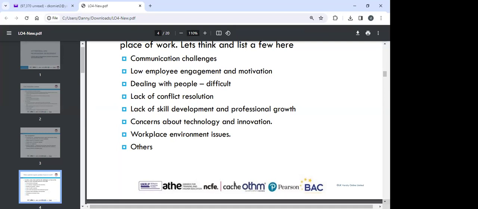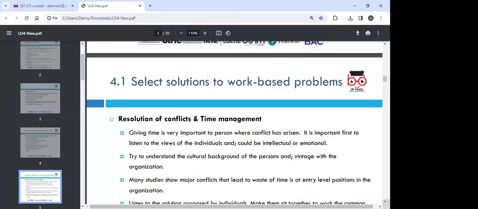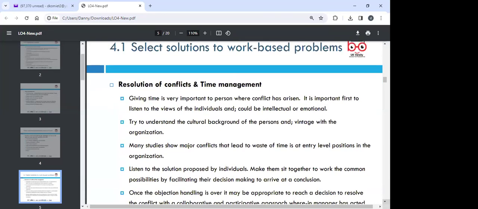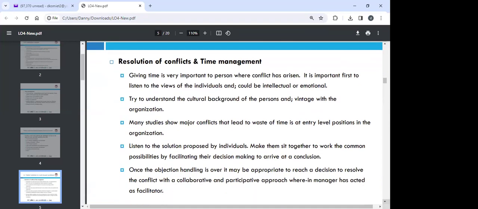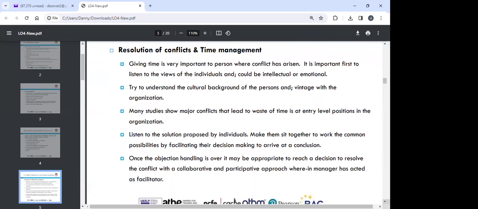So these are key things, normal things that employees face in the workplace. What then could be the resolution of conflicts and time management? Giving time is very important to a person where conflict has arisen. It's important first to listen to the views of the individuals, which could be intellectual or emotional. So we need to give time when issues happen.